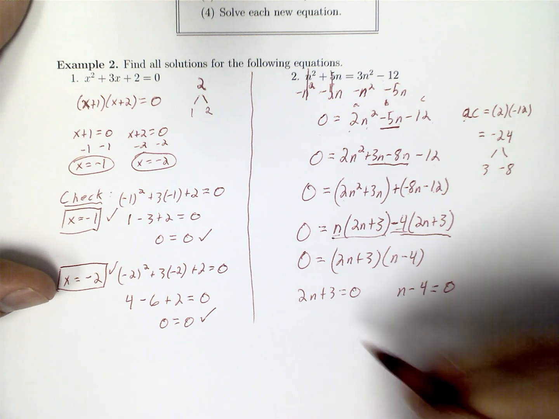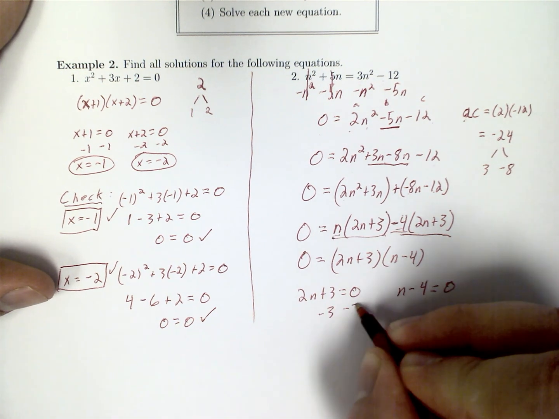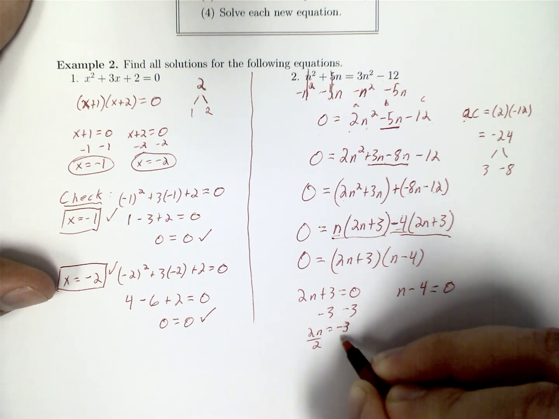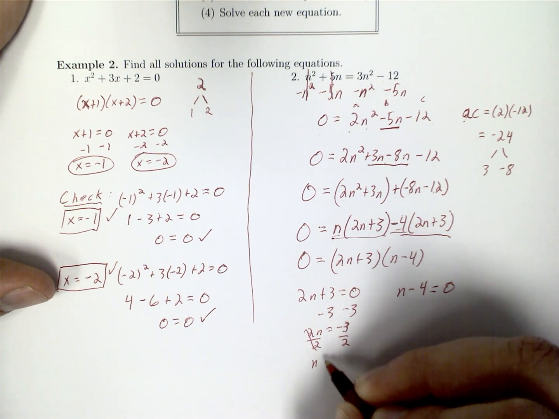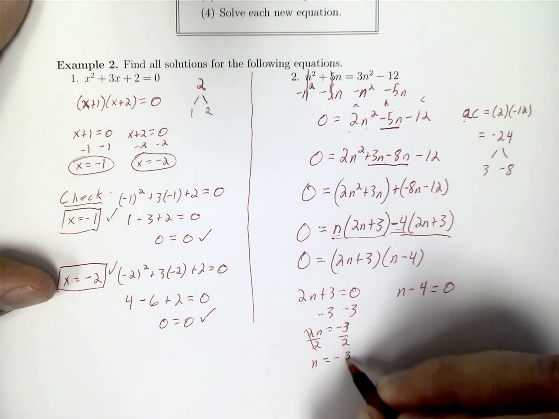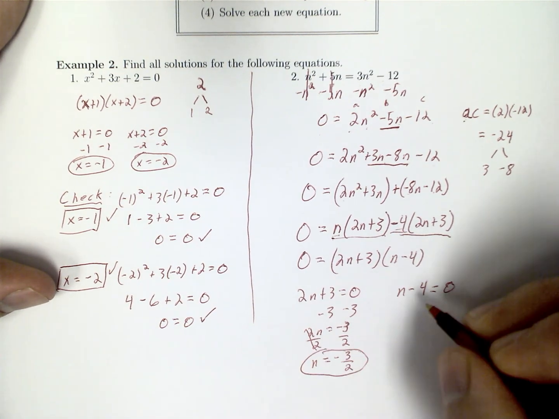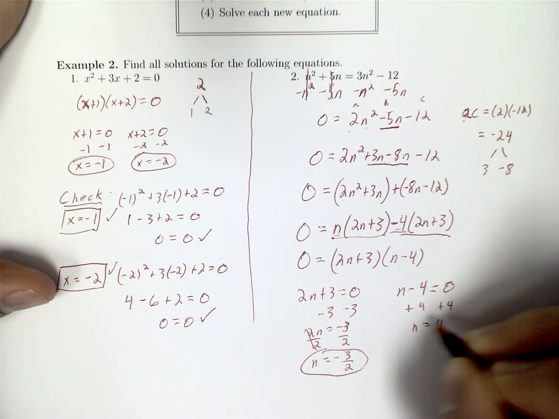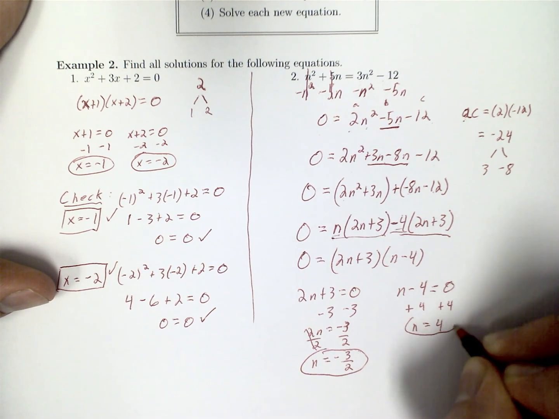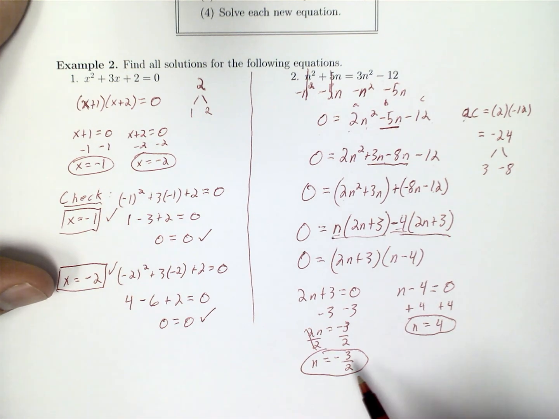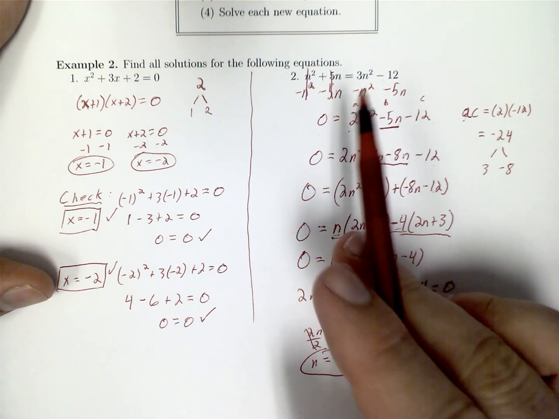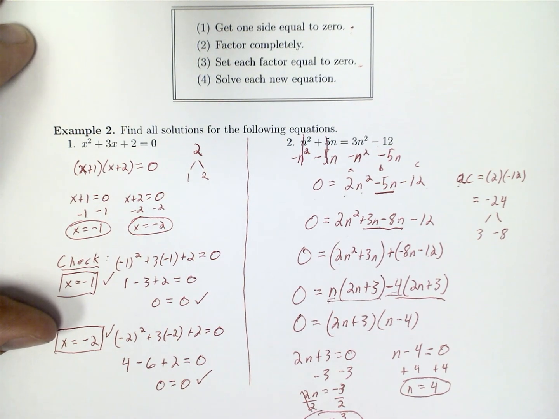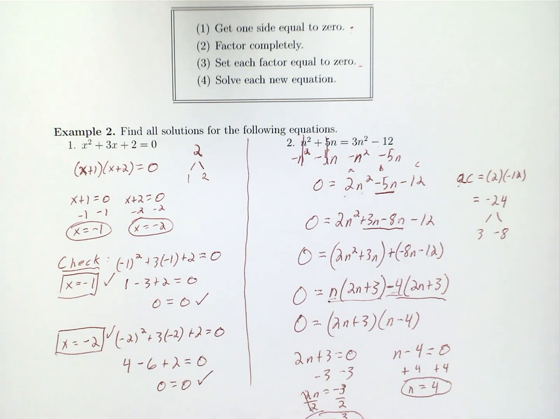And then solve. So minus 3, 2n equals negative 3, and divide by 2. n equals negative 3 halves is a solution. Over here we just had to add 4 to both sides. We have n equals 4. And these are our two solutions that satisfy the original equation from number 2. That concludes this lecture.